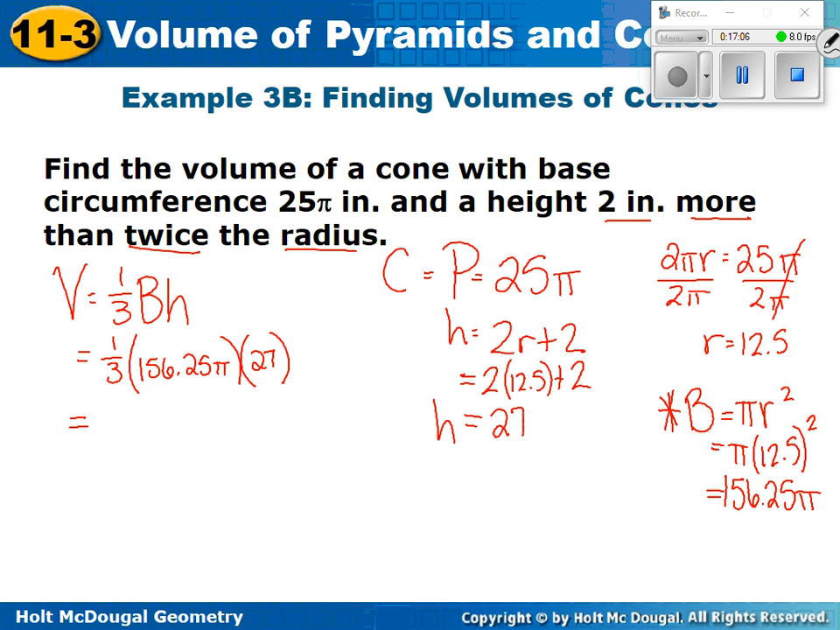I heard 1,406.25. Somebody agree with Christian? So 1,406.25 pi. Again, I would encourage you to start putting those commas to separate your thousands, your millions, to make sure that you are writing correct mathematically. What are your units? Inches cubed. Any questions on volume of a cone here, working backwards?